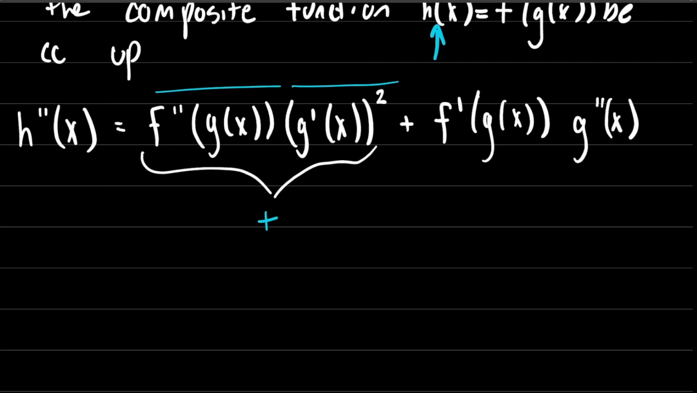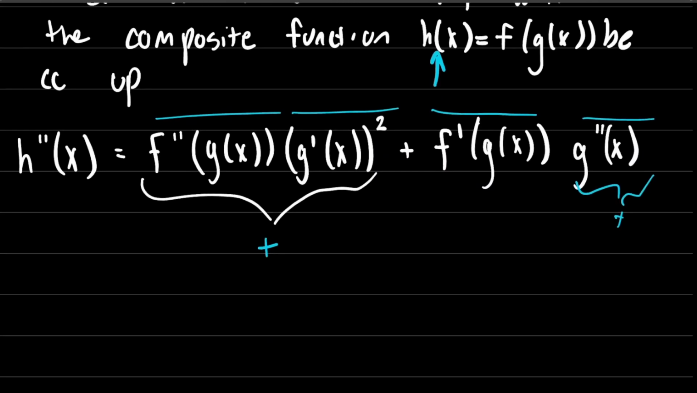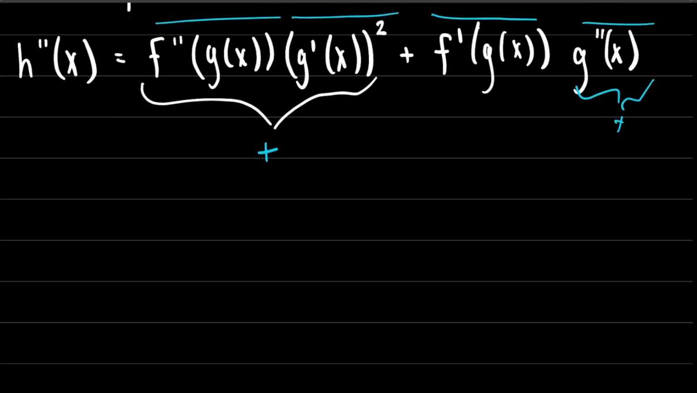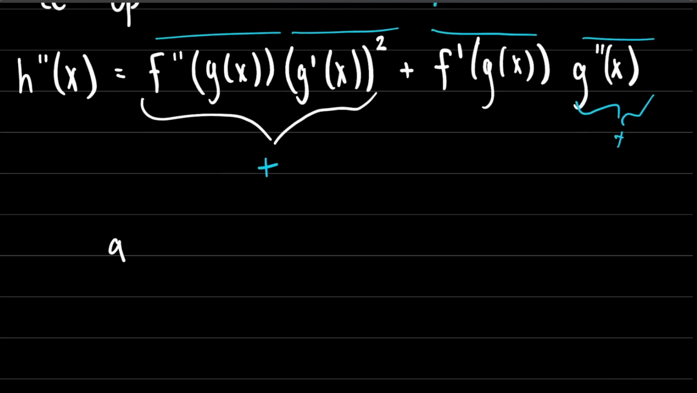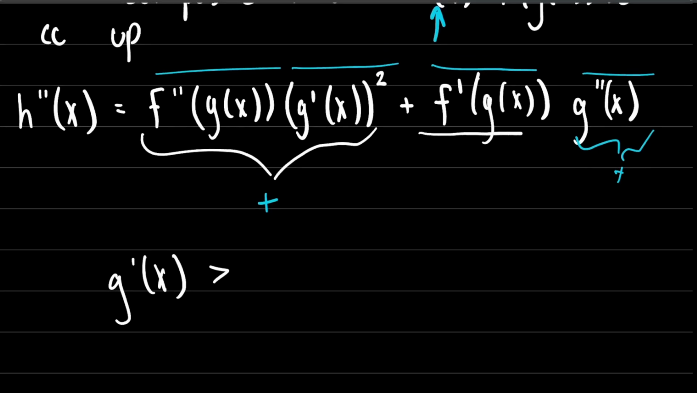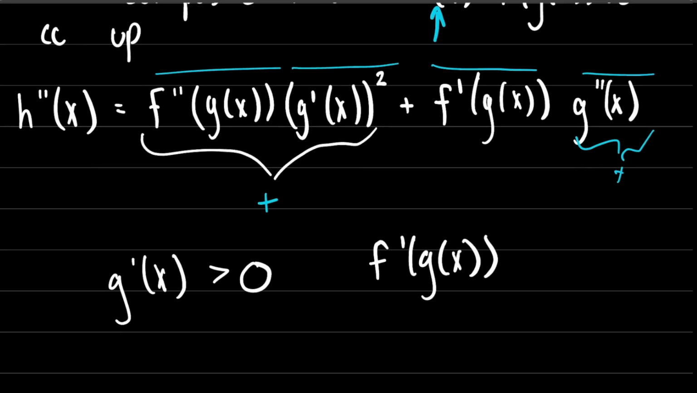So now we need to figure out what to do to make sure that this second term is always positive. We know that g double prime of x is always going to be positive because we are given that g is always concave up. So we need to figure out what makes f prime of g of x positive. And the answer is that it's always going to be positive when g prime of x is greater than 0. So f prime of g of x is positive when g prime of x is greater than 0.